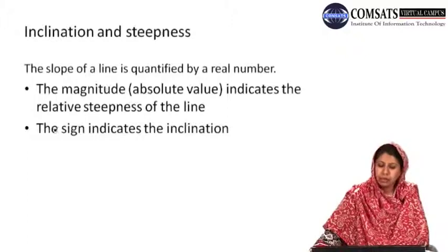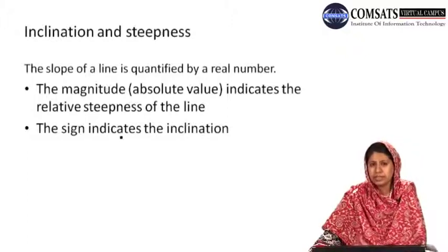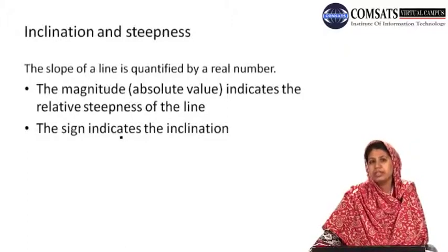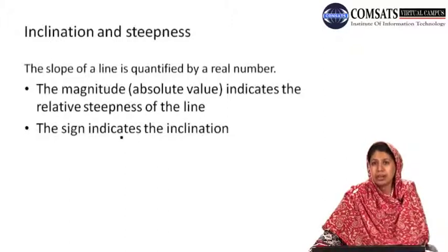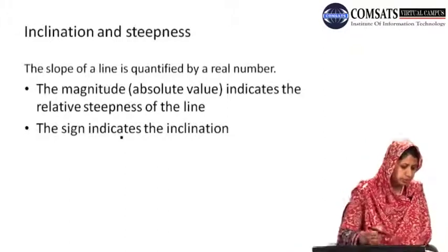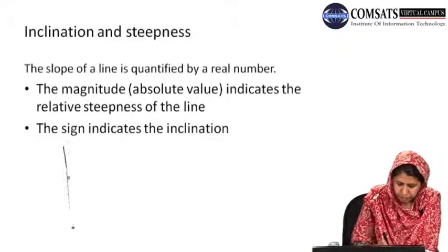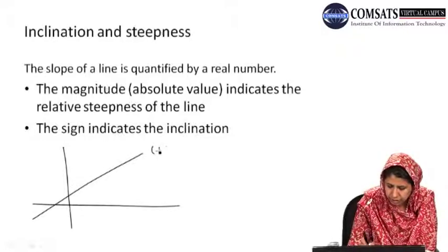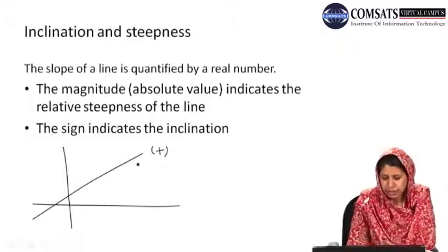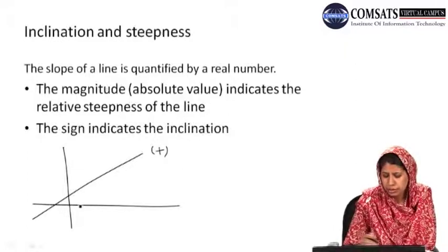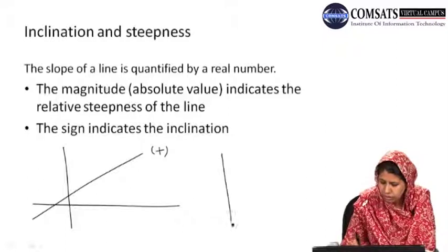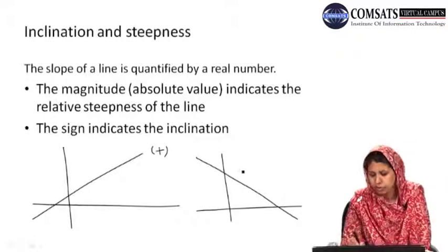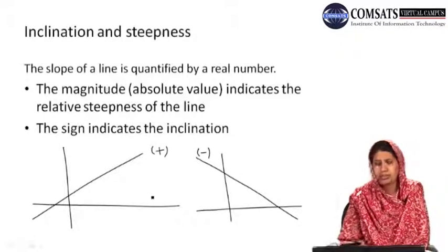And what does the sign indicate? If the sign is negative, the line is falling from left to right, and if the sign is positive, the line is rising from left to right. That is, what does the sign indicate? If the slope is positive, then the line is rising from left to right, and if the sign is negative, the line is falling from left to right in this direction.